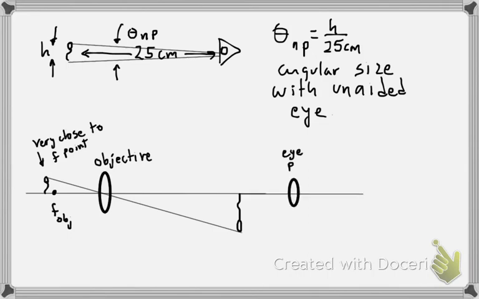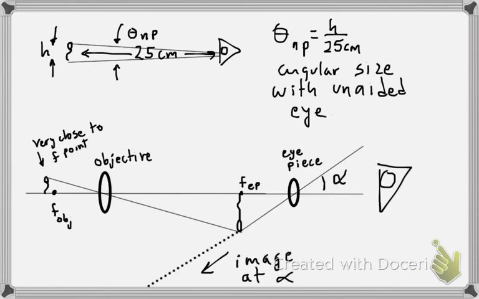And then the idea is to look at the intermediate image of the object with another converging lens, using it as a magnifying glass. So the eyepiece is going to be acting as a magnifying glass to look at the intermediate image that the objective is already magnifying. So that's the basic idea of the microscope. We're basically magnifying the objects twice. The objective and then the eyepiece both are magnifying the image of the object.